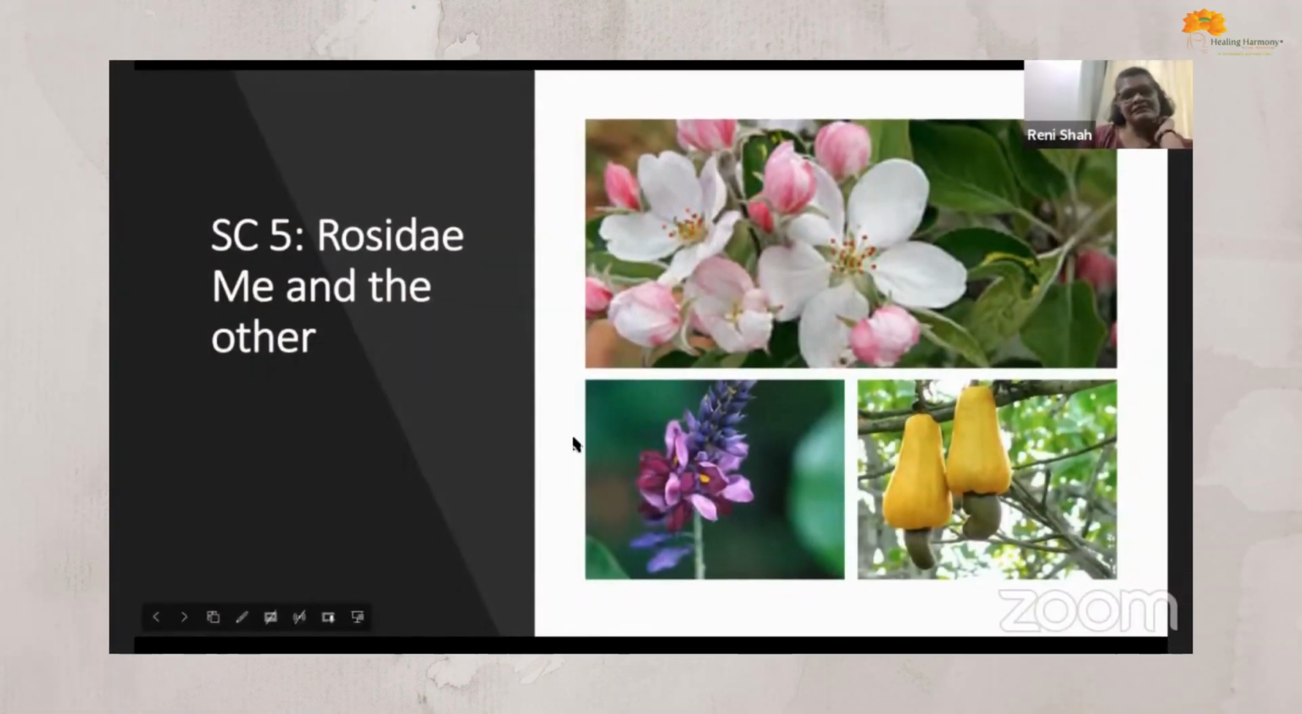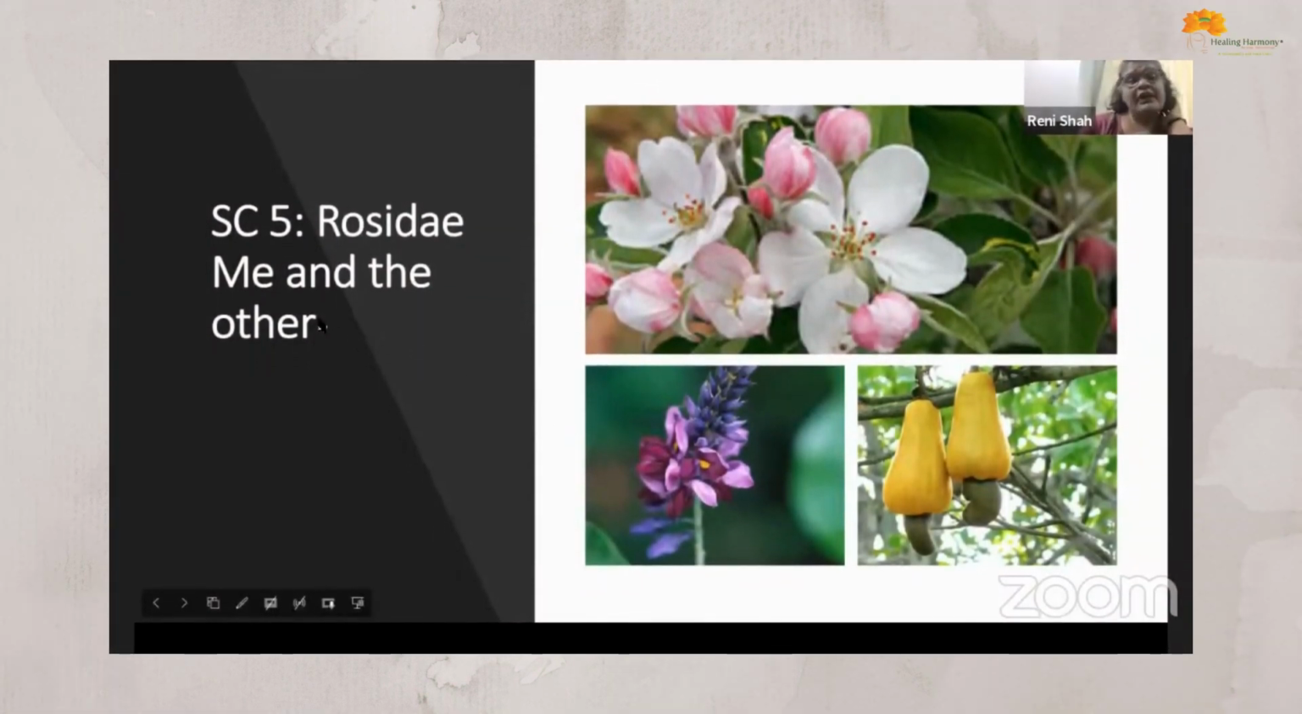So subclass 5 is Rosidae. And the main theme here is me and the other. I'm just taking it for granted today that everybody knows what subclass 1, 2, 3, 4, 5, 6 in dicotyledons are. And today I will talk a little bit about Rosidae. Few slides will cover it.